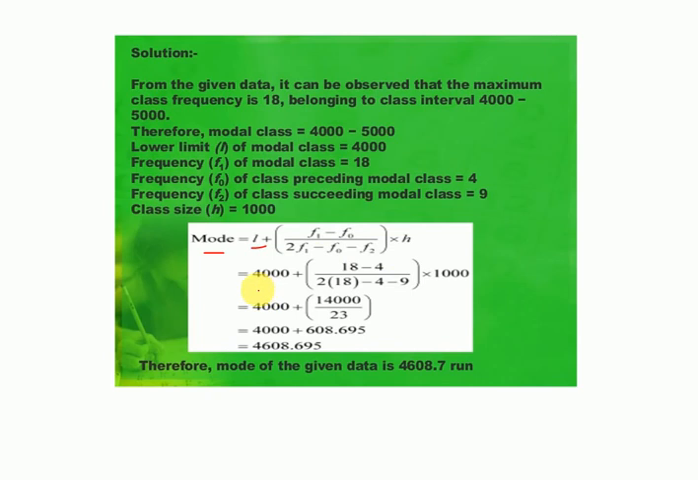So after taking all the values, L is 4000 and all this, you will get the value as 4608.695, right? Or you can approximate it, say 4608.7 runs. Okay, so this is how we will solve.